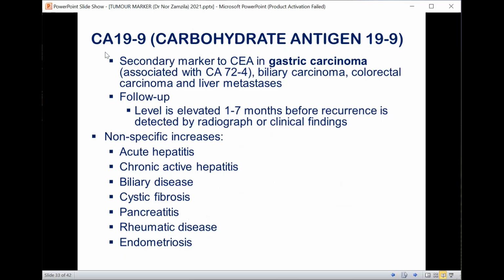CA99 is not specific to pancreatic cancer, so it can be elevated in gastric carcinoma, biliary carcinoma, colorectal cancer, and also liver metastasis. So it is not specific to pancreatic cancer. CA99 may also be elevated in other non-cancerous conditions like acute hepatitis, cystic fibrosis, and even endometriosis may increase the CA99.